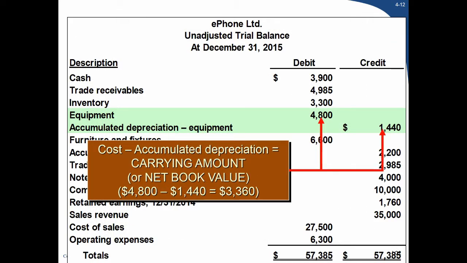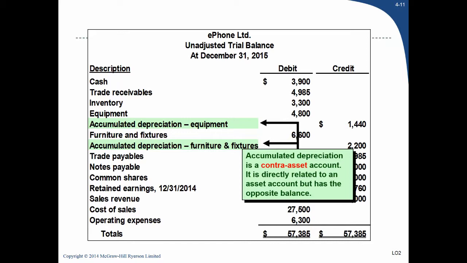But, okay, you know what? Why don't I explain it now? So, when we buy this equipment and the furniture and fixtures, what's the journal entry? Let's say we buy it for cash. So let's say we bought equipment of $4,800 for cash. So debit equipment, $4,800, credit cash, $4,800.